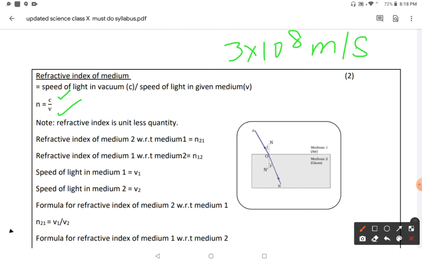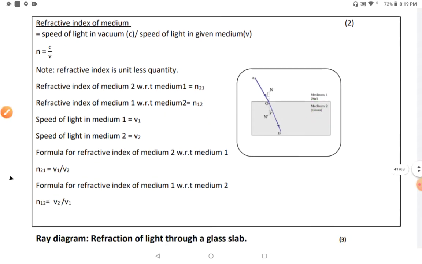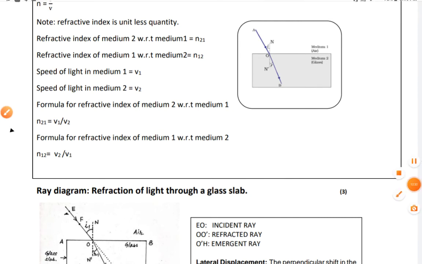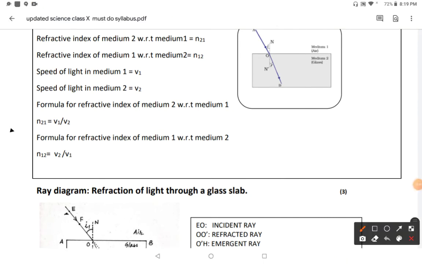So if we say the refractive index of medium 2 with respect to 1, then it is represented by N21. If we say the refractive index of medium 1 with respect to medium 2, it is written as N12, and the speed of light in medium 1 is V1, the speed of light in medium 2 is V2. So what is the formula for the refractive index of medium 2 with respect to 1? That is N21 equal to V1 upon V2, and the refractive index of medium 1 with respect to 2 is N12 equal to V2 upon V1.